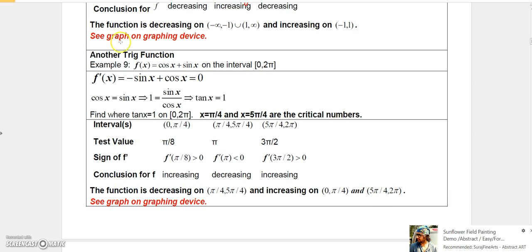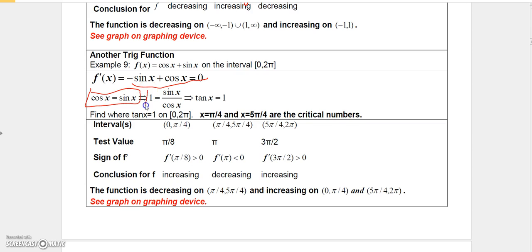Okay, this is the last one. And on this one I have f of x equals cosine x plus sine x, and I'm looking at this on the interval from 0 to 2 pi. And so I'm going to find the derivative of this. I got minus sine x plus cosine x. You're going to set the derivative equal to 0, and then it gives you this equation, cosine x equals sine x. And then if you divide both sides by cosine x, you'll get 1 equals sine x over cosine x, which is, since sine x over cosine x is tangent x, we know tangent x is 1.